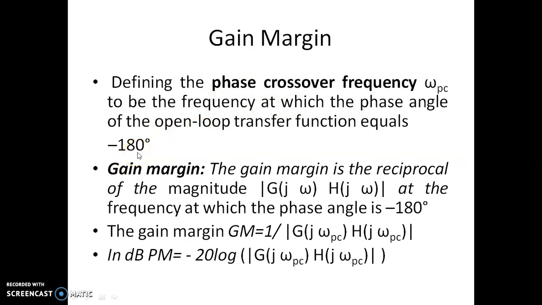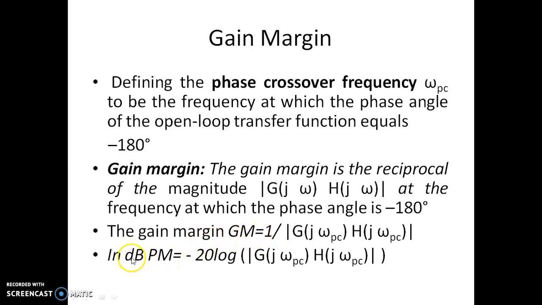Once we know the frequency at which the phase is minus 180 degrees, the gain margin is defined as the reciprocal of the magnitude of the open loop transfer function at that frequency. That is, the gain margin GM is 1 over the magnitude of the open loop transfer function with omega equal to omega PC. You can see we are replacing omega by omega PC. So the reciprocal of the magnitude at the phase crossover frequency is the gain margin.